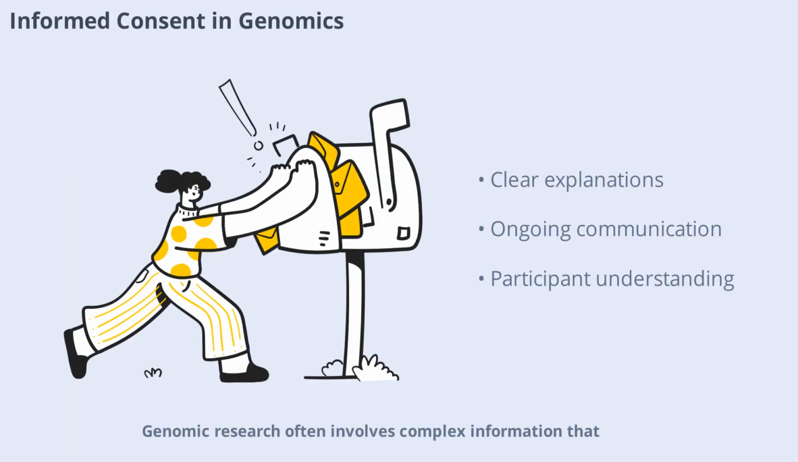Genomic research often involves complex information that can be hard for participants to understand. Ensuring truly informed consent means explaining risks, benefits, and potential uses of data in clear, accessible language. Ongoing communication is key as research evolves and new uses for data emerge.